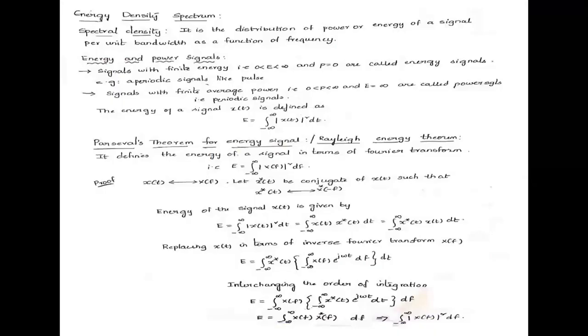So you know the energy spectral density or energy density spectrum, both are the same. It is a distribution of power or energy of a signal per unit bandwidth as a function of frequency. Spectral density is nothing but a distribution of power or energy of a signal per unit bandwidth as a function of frequency.